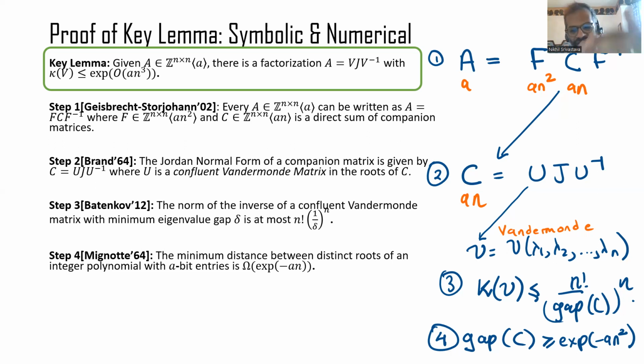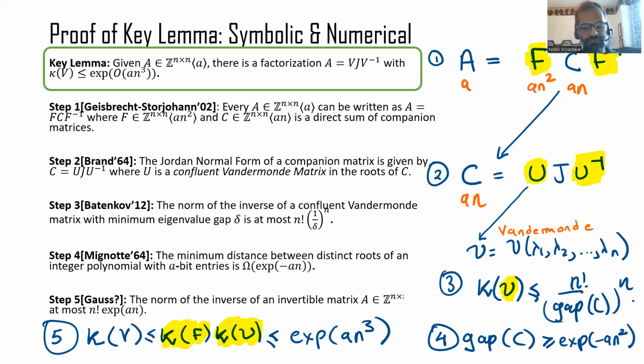And now when we plug this gap bound into the condition number bound from step 3, we get that the condition number of the similarity U in the Jordan normal form of C has condition number at most exponential AN cubed.